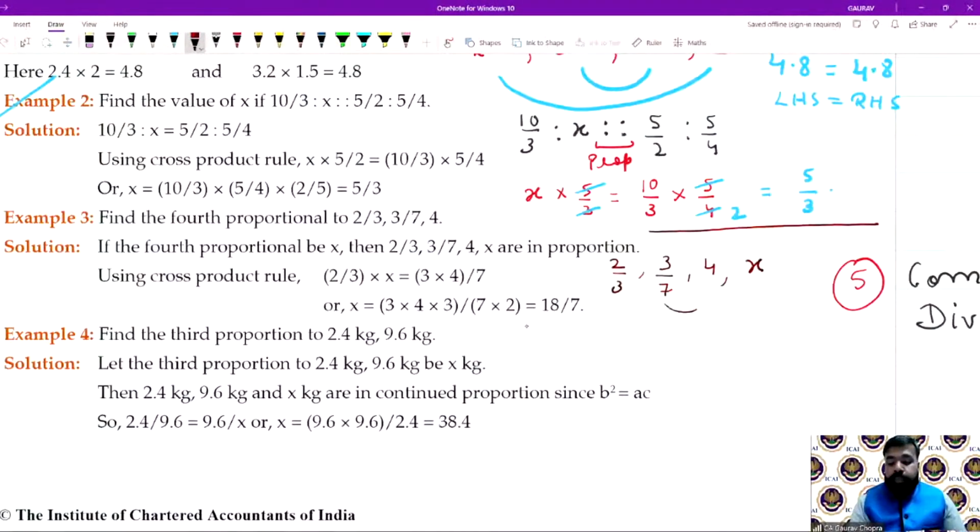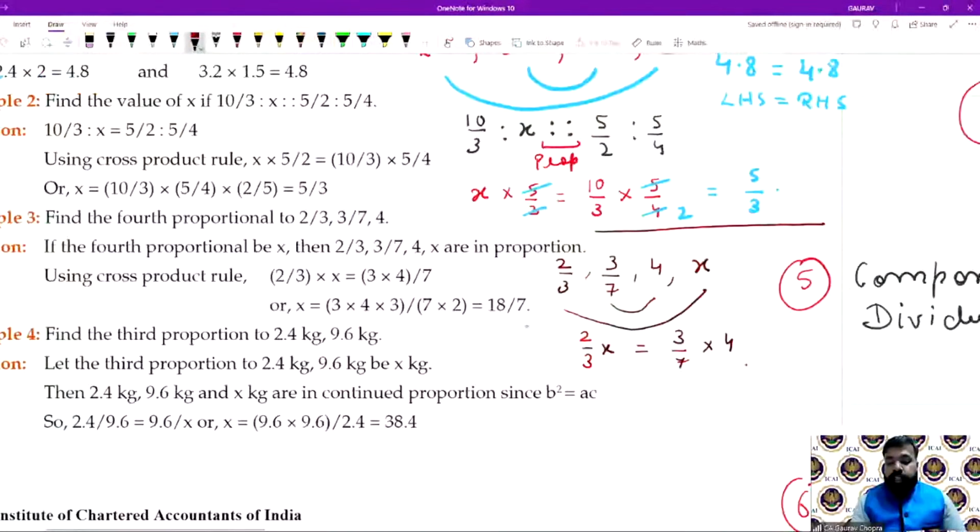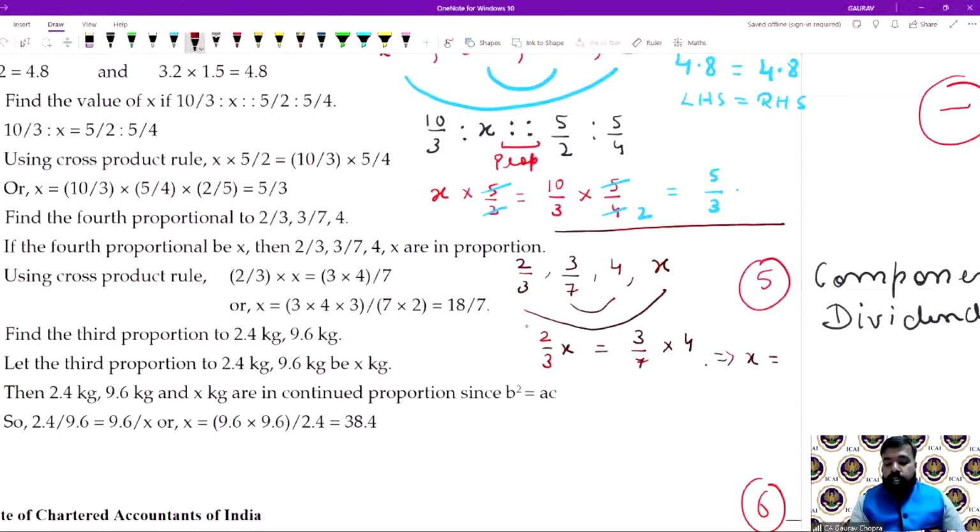Now multiplying the middle terms and extreme terms, what we are getting? 2 by 3 x is equal to 3 by 7 into 4. So easily we can calculate the value of x. x equals 3 by 7 into 4 into 3 by 2. So this time we are getting the result 18 upon 7. So 18 upon 7 becomes the final result. Okay.